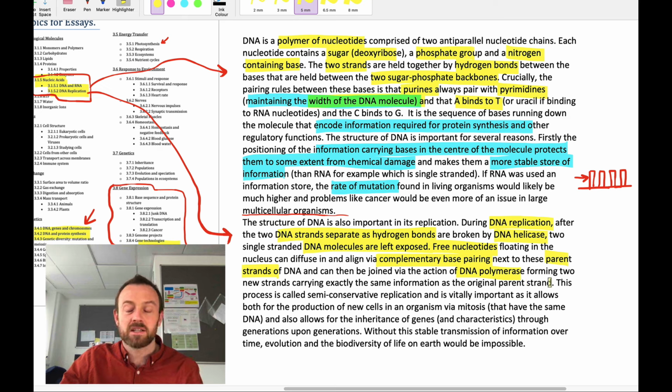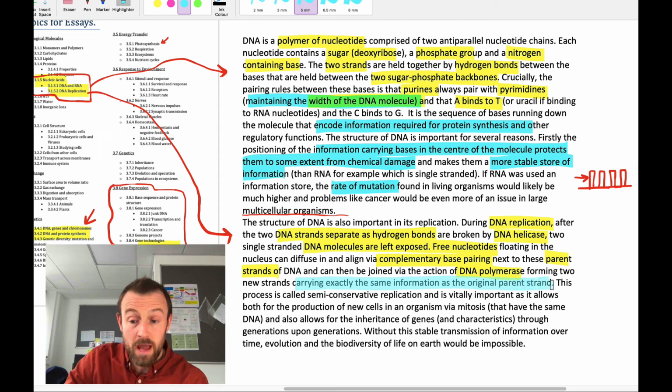I probably should have said joining up the phosphodiester backbone. I'm thinking I should have added that terminology in. Would have been worth some credit, I think. And then over here, this is kind of where I get into importance. Exactly the same information as the original parent strand.